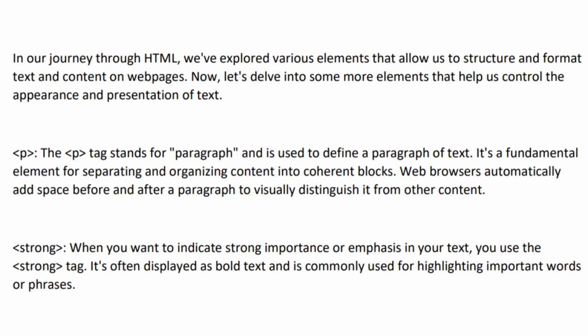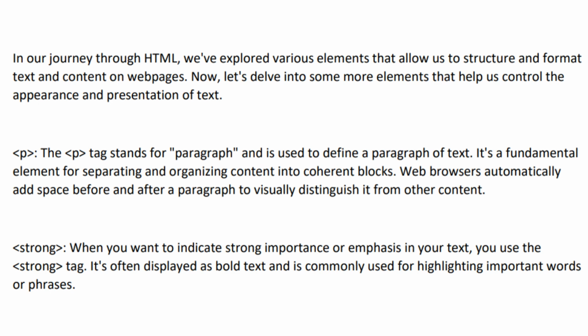In our journey through HTML, we have explored various elements that allow us to structure and format text and content on web pages. Now, let's delve into some more elements that help us control the appearance and presentation of text. P. The P tag stands for paragraph and is used to define a paragraph of text. It's a fundamental element for separating and organizing content into coherent blocks. Web browsers automatically add space before and after a paragraph to visually distinguish it from other content.